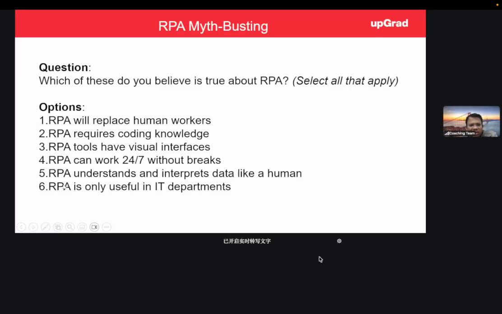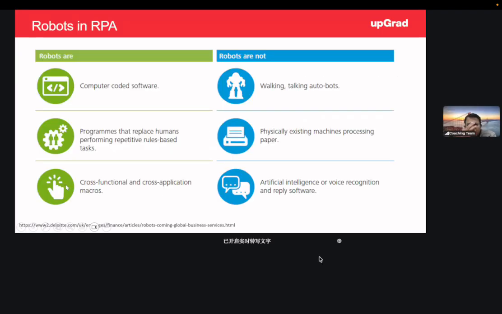Now let us see what a robot is in RPA. Whenever the word robot is used anywhere, the first picture that comes to a human mind is something which walks and talks, just like humans do. But in RPA, robots are computer-coded software. They are not those walking and talking robots.